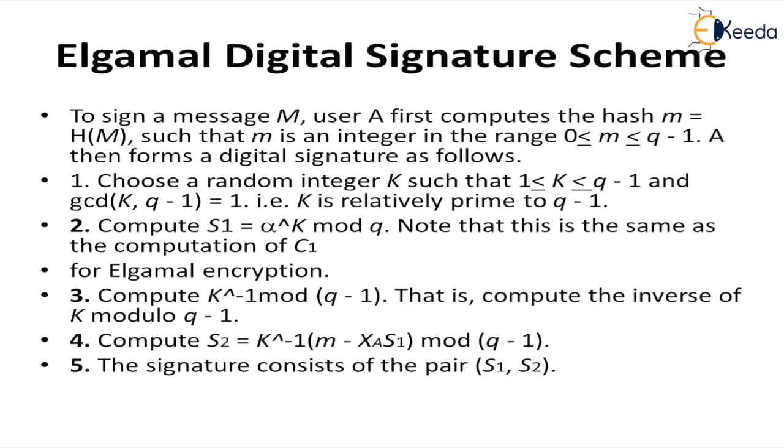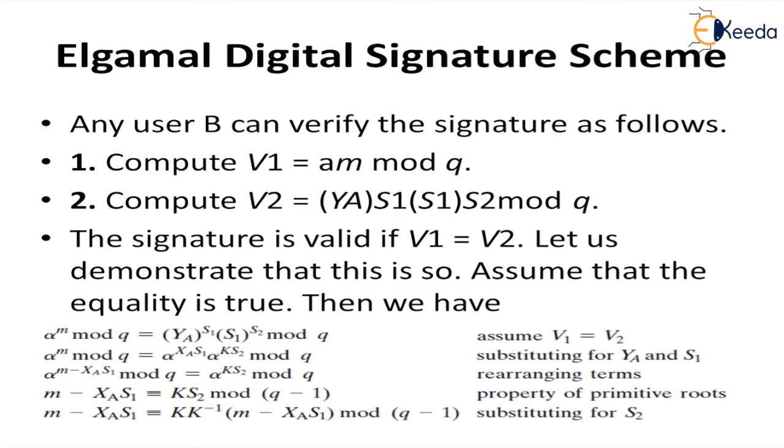Note that this is the same as the computation of C1 in Elgamal encryption. The third step is to compute k raised to minus 1 mod q minus 1. That is, compute the inverse of k modulo q minus 1. The next step is to compute S2 is equal to k raised to minus 1 into m minus x sub A S1 mod q minus 1. The signature consists of the pair S1 and S2.